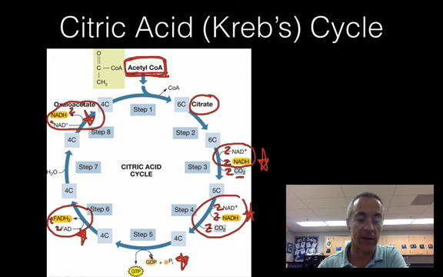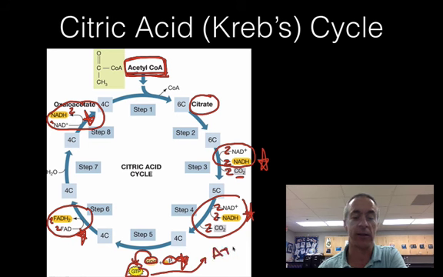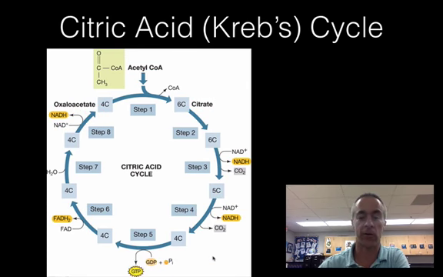What comes out of this is right here at the bottom, we have GDP that is combined with inorganic phosphate to make GTP. And then ultimately, the energy from GTP is used to make ATP. And again, we get 2 of them for every molecule of glucose.